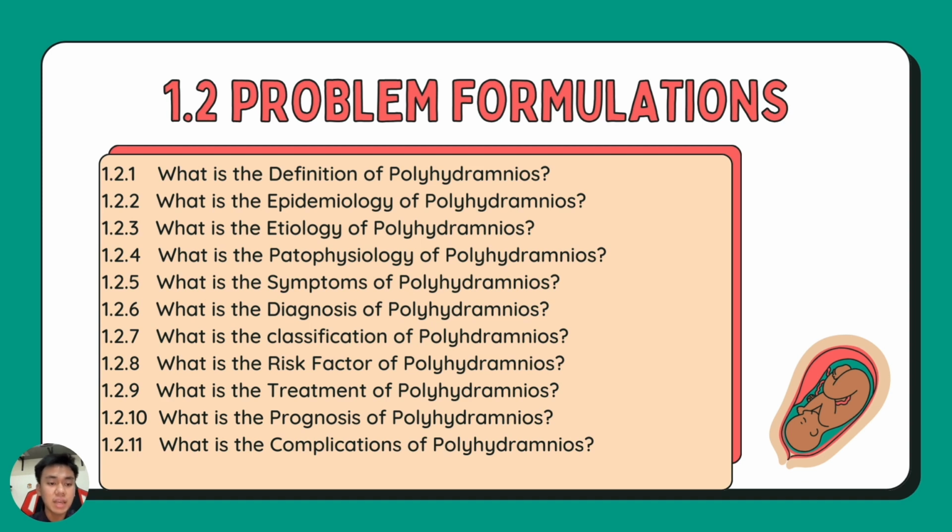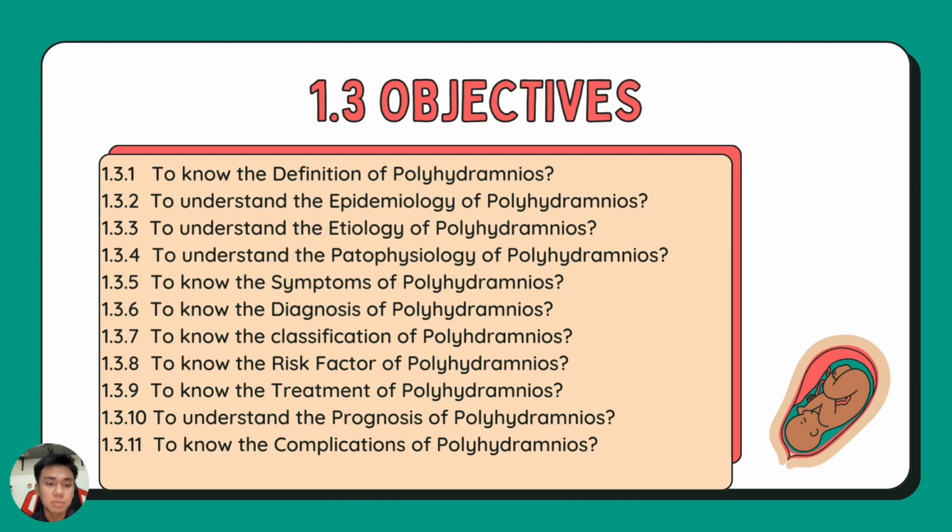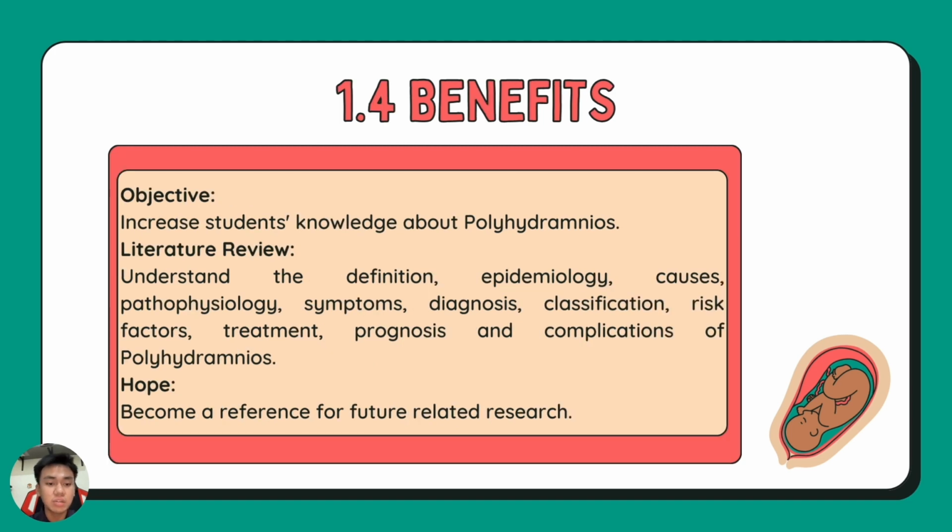The problem formulation is: what is the definition, epidemiology, etiology, pathophysiology, symptoms, diagnosis, classification, risk factors, treatment, prognosis, and complications of polyhydramnios. The objective is the same as the problem formulation, and the benefit is to increase knowledge about polyhydramnios and to understand polyhydramnios. We hope this student project can become a reference for future related research.